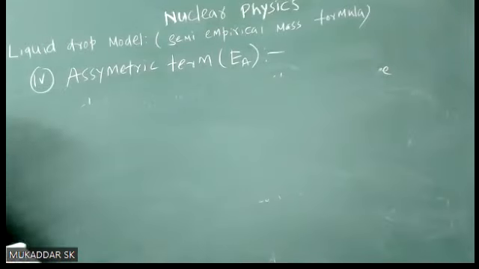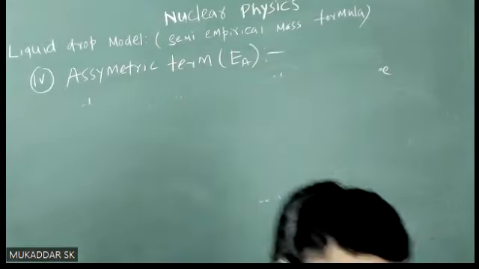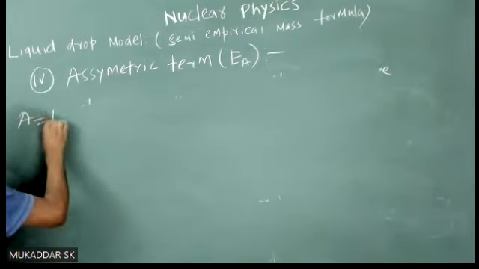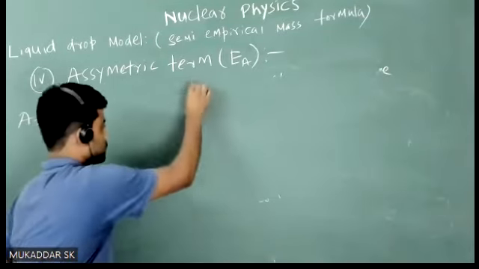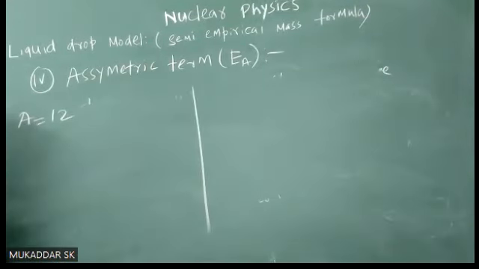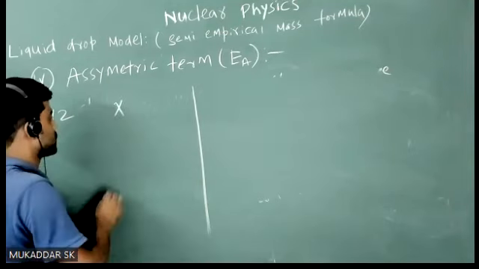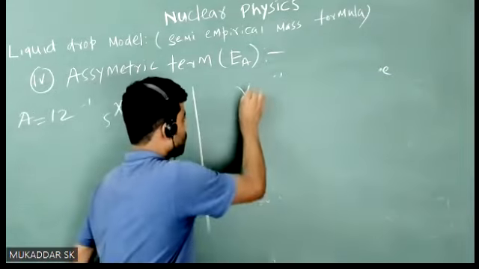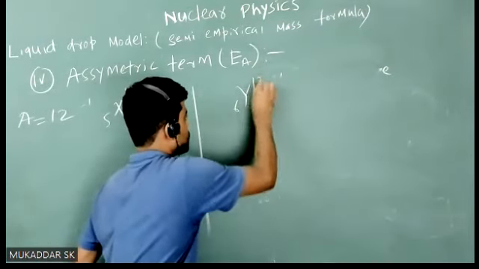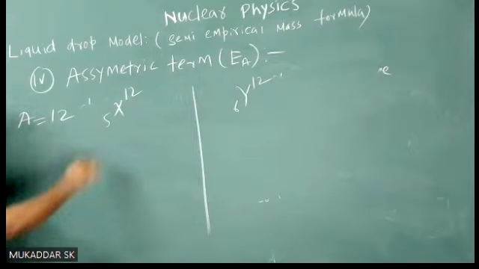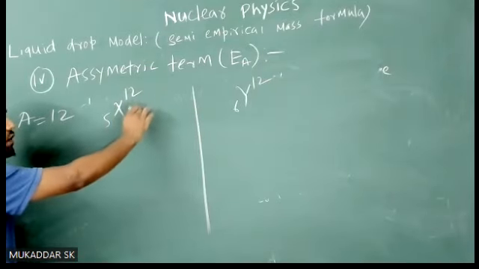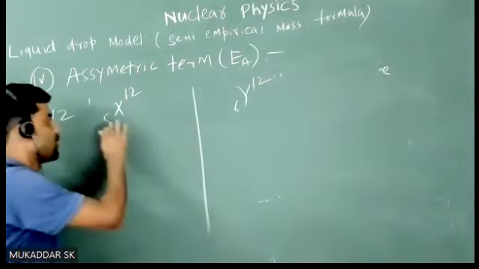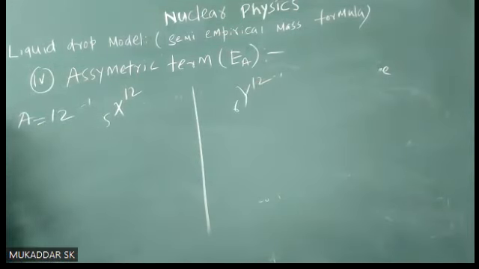So let us take a small mass number, let us take a mass number 12. Two nuclei I am taking: one is X, suppose 5, 12, and another is Y, 6, 12. So both are isobars, and their proton number is different. For one case the number of protons and number of neutrons is the same, but for the other case the number of protons and neutrons is not the same, right?